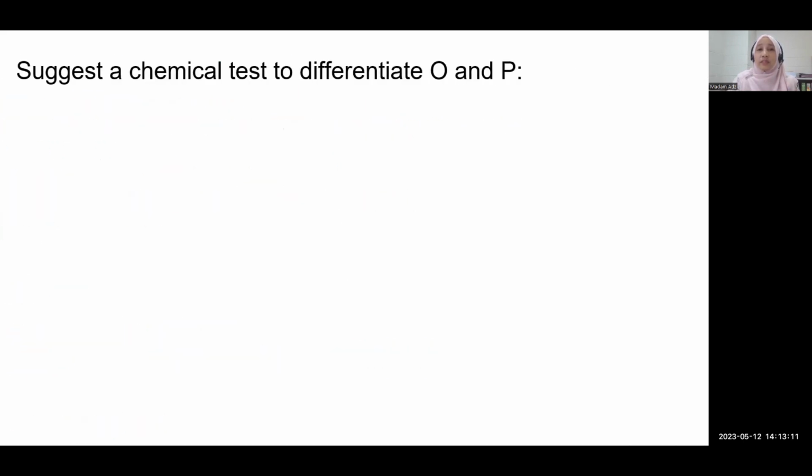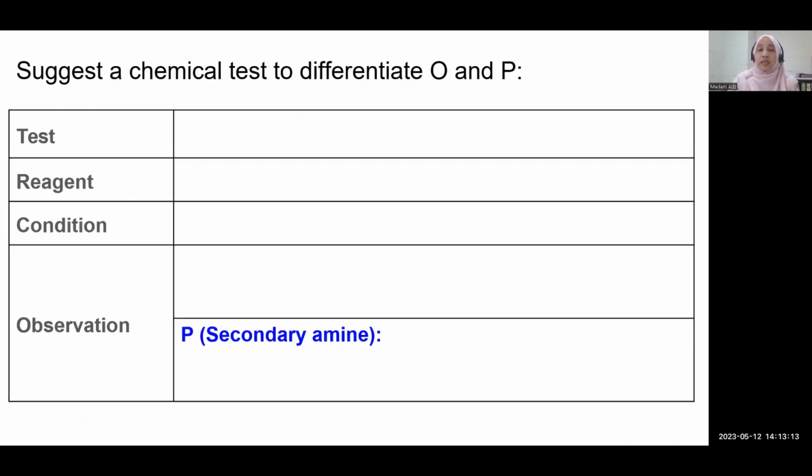Okay, suggest a chemical test to differentiate O and P. Okay, so kalau dalam test ni, biasanya saya akan suggest, you buat dalam bentuk table lah. You tabulate dia punya data tu dalam bentuk table. Alright, so the table must consist the name of the test, what are the reagent used to do the particular test, and then the condition, and then observation. Okay, and then the last one adalah equation lah. Okay, itu adalah chemical test yang lengkap.